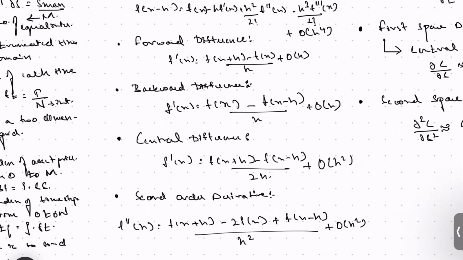Similarly, using the second expansion gives the backward difference formula, which uses the point itself and the point behind it. Therefore, the derivative of f of x is equal to f of x minus h by h plus big O of h. This is also first order accurate.